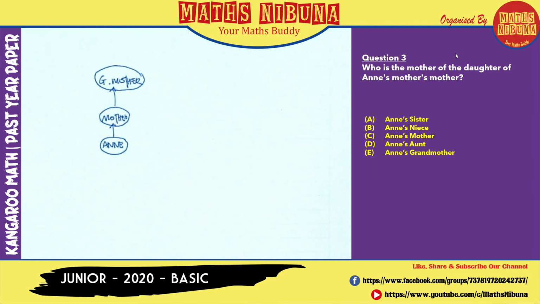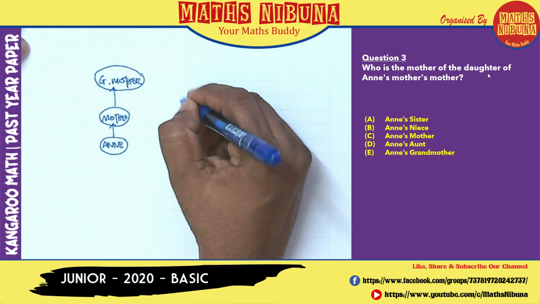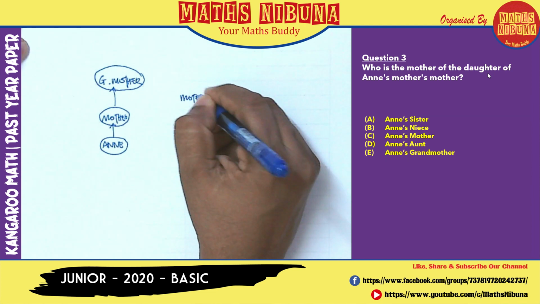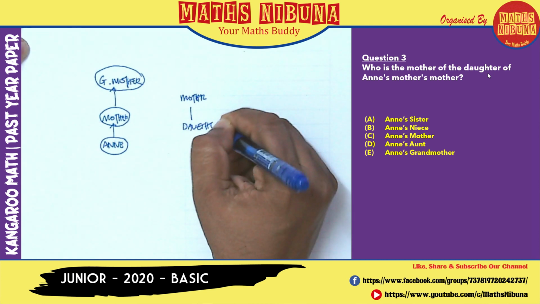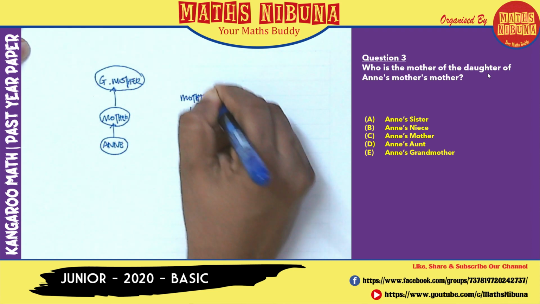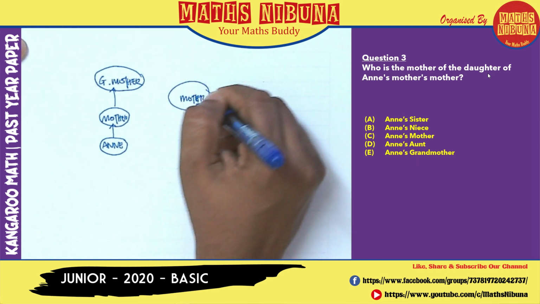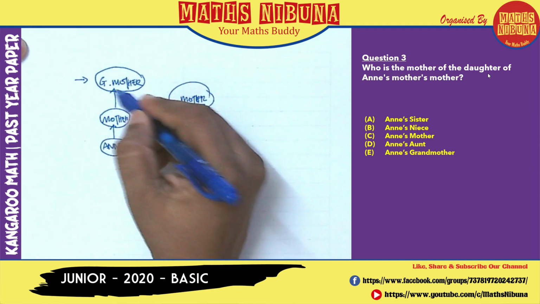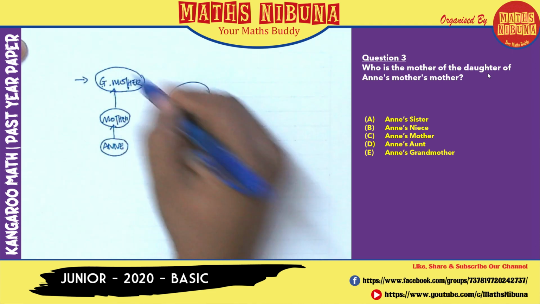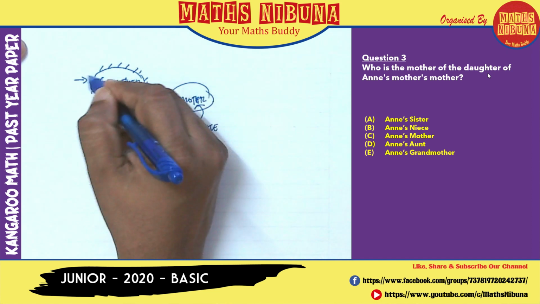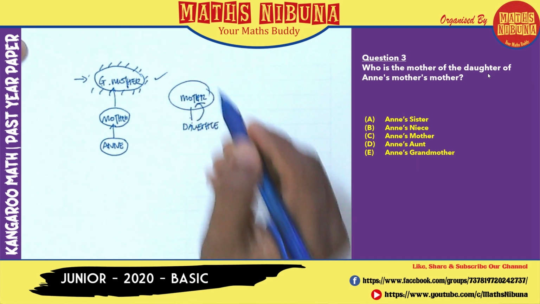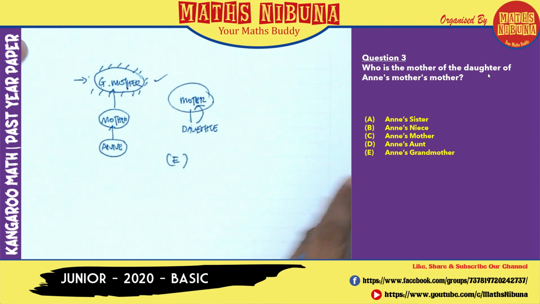Now we look at the top part. Who is the mother of the daughter? Let's say this is the daughter. Who is the mother? The person itself. Mother of the daughter is the person itself. So now we want to know who is the grandmother's mother of the daughter. That means the answer should be the grandmom, that person herself, the mother of the daughter. So the answer is E, Anna's grandmother.